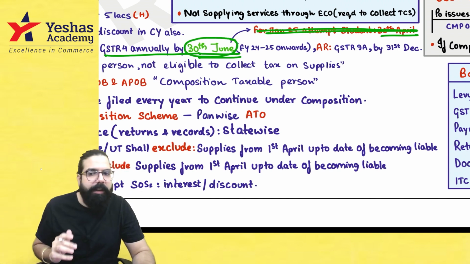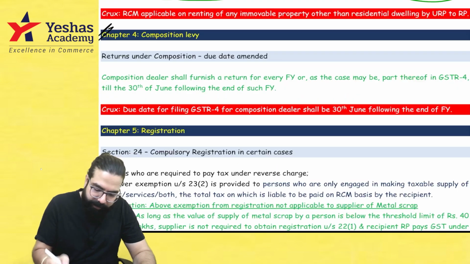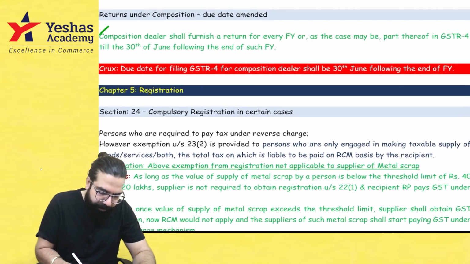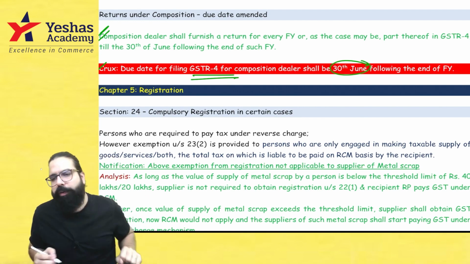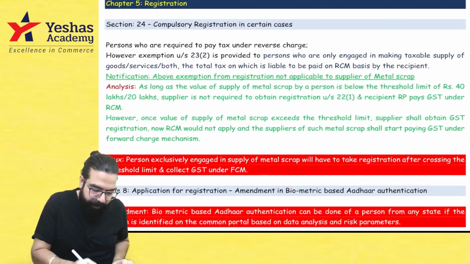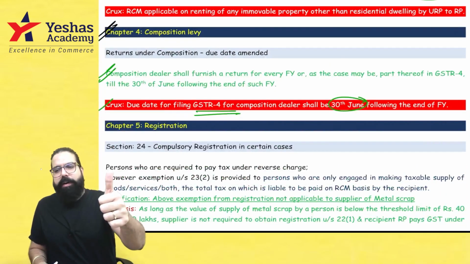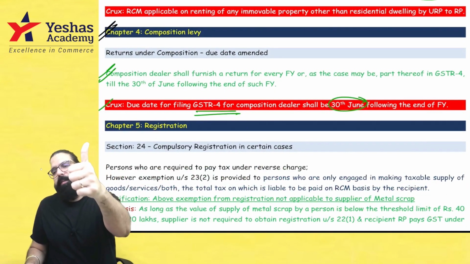Please remember this. In the chart book it is already written, so there is nothing changed in the chart book. So composition dealer, sir, the due date for GSTR 4 is 30th of June. I hope this point is clear to all. Yes, sir, this point is clear. Now, can we move ahead, everyone? I want everyone to tell me yes, sir, clear. Can we go ahead, everyone?